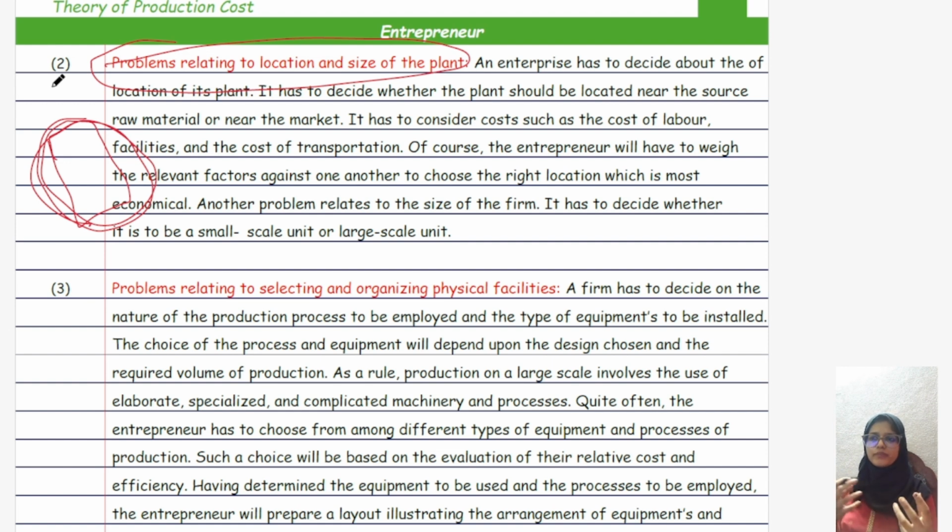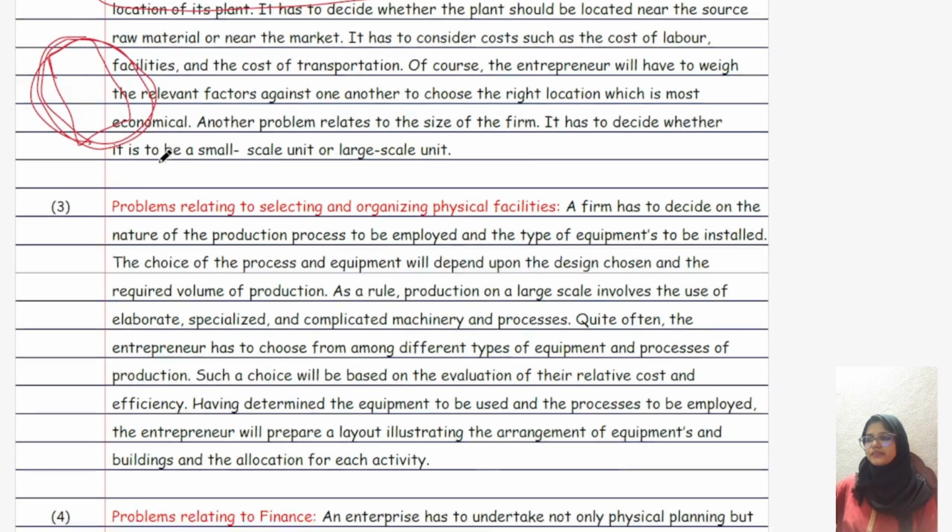So the problem is where to locate. Shall I locate where the warehouse is, or where the actual market is, where the actual demand is, or where all the raw materials are extracted? Where should I locate? The problem relating to location and size of the plant: how much size should I have, very small or huge? The problems relating to location and size of the plant.